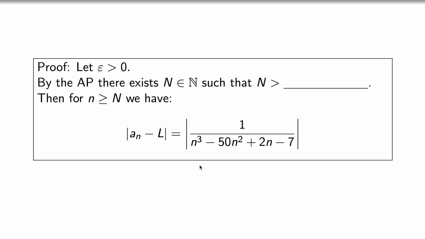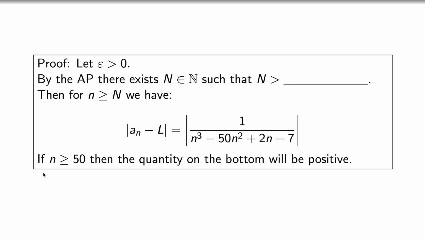Can we just get rid of them? Well, we actually can't, because the problem is this quantity down here could be negative. And if it were negative, then when we remove the absolute value signs, we'd have to put a minus sign in front of it, right? So the problem is that this might not be equal to its own absolute value because it could be negative. In fact, if n equals 1, then we'd get 1 minus 50 plus 2 minus 7. That would definitely be negative. And so we can't just remove the absolute value signs.